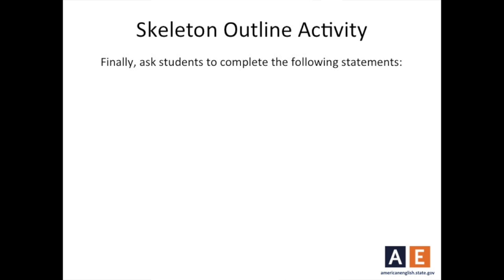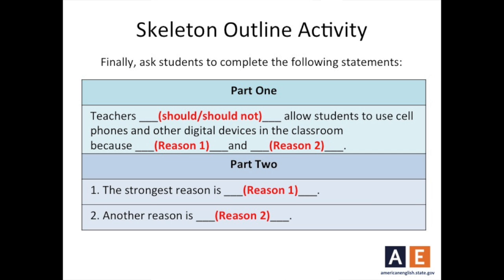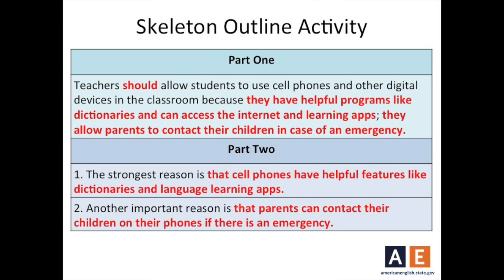Ask students to complete the following statements. Using these fill-in-the-blank activities provides students with some guidance. Remember, Part 2 is important. While it may seem like Part 2 is just repeating information, it is really asking students to make a choice and decide which piece of evidence is the strongest. Here is an example of the completed form. You can see that Part 1 is a sentence that tells the writer's opinion about the topic, and Part 2 has a sentence for each reason, pro or con, that the writer will use to support his or her opinion.